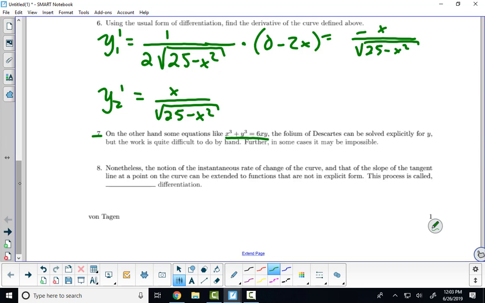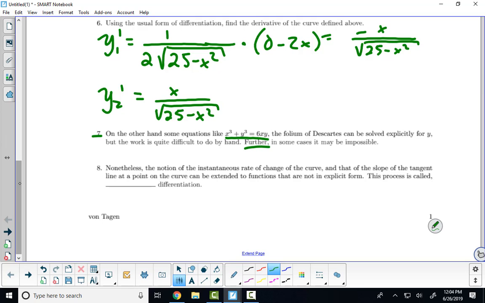Number 7 here is called the folium of Descartes. We've got x cubed plus y cubed equals 6xy. You could put this into explicit form. It would require, I believe, 3 separate functions, and it would be a lot of work to get there. I'm not going to try. It would take me the rest of the afternoon. You could do it, but it'd be really tough. Further, I can give you other functions where it's impossible to put it into explicit form. It cannot be done.